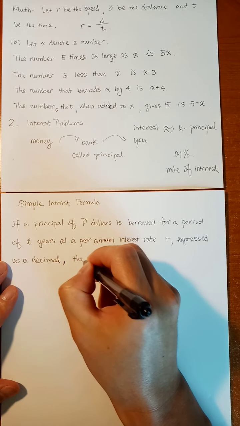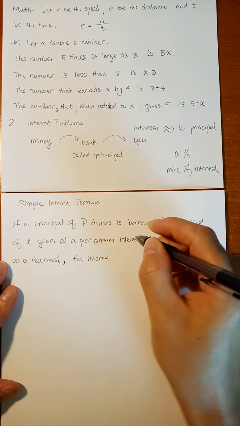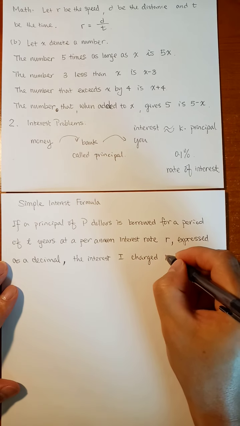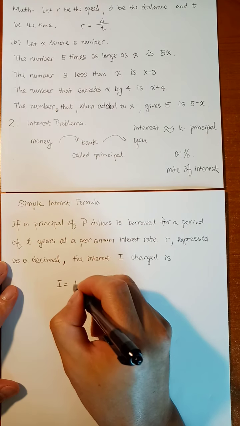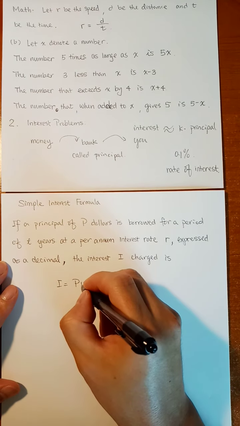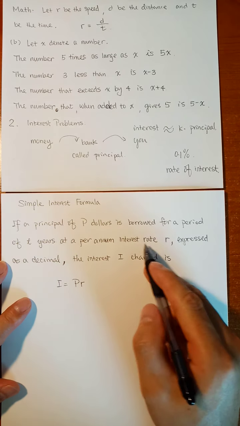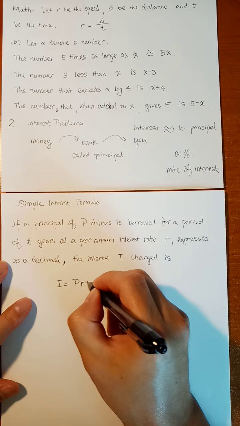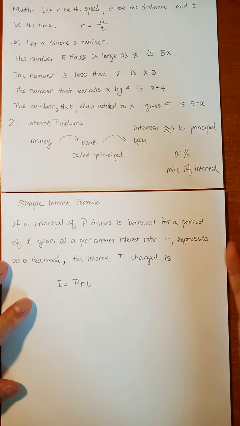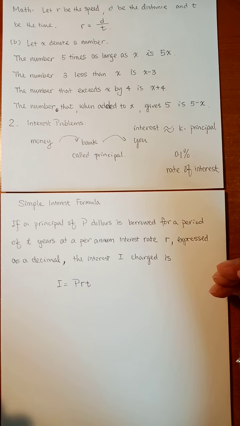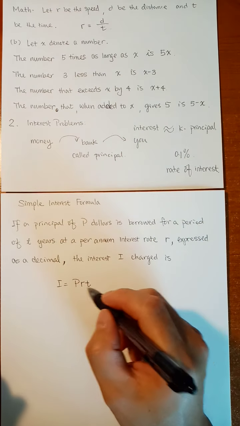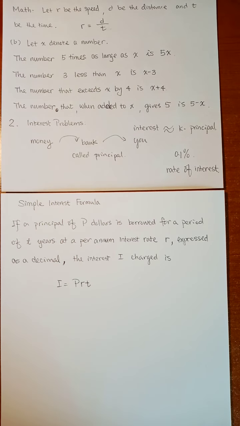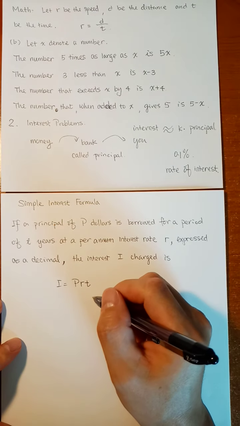The interest charged is equal to the principal times the interest rate. Like 1 year you will get such amount of interest, and then times T. Like 2 years you double it, 3 years you triple it, and with T years you just multiply it by T. So this product PRT will give you the amount of the interest charged based on this formula.